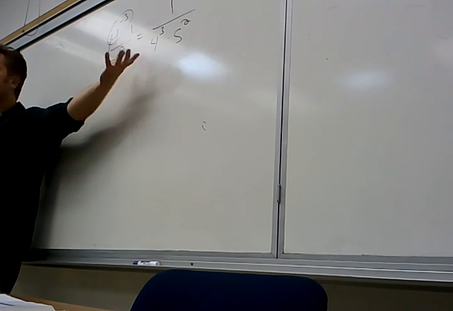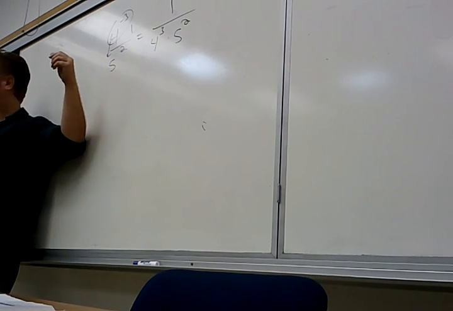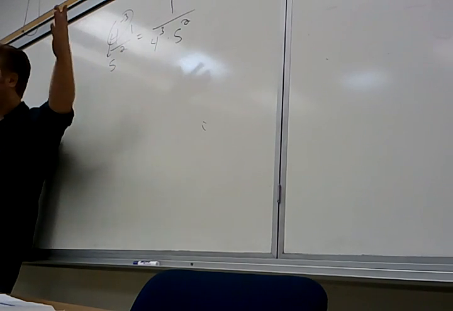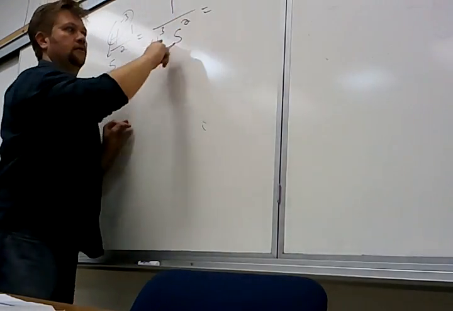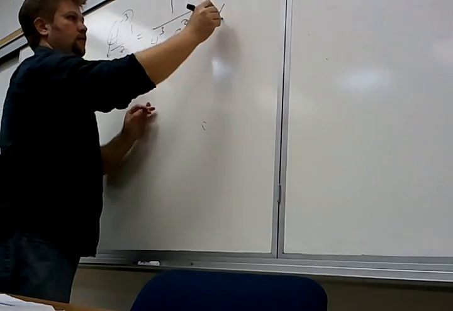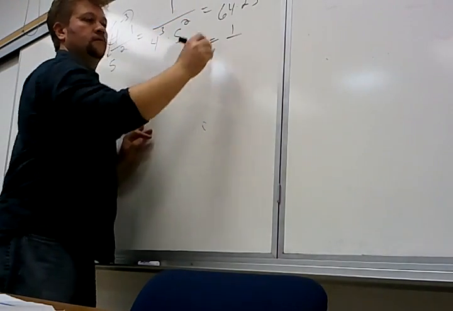And then on the bottom, can I put those together? No. Why not? They're not the same base. So the most you could do is figure out what 4 cubed is and what 5 squared is and multiply them together. Then 4 cubed is what? 4 times 4 is 16 times 4 is 64. And 5 squared, of course, is 25.